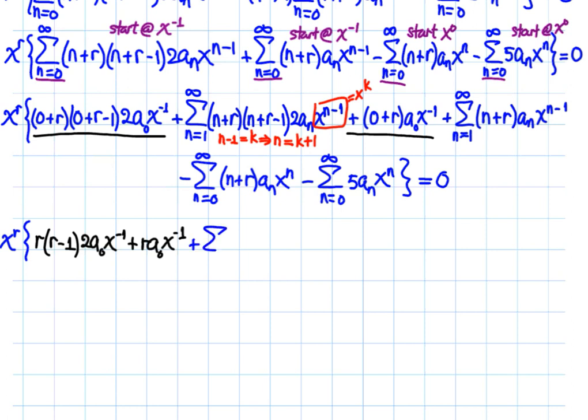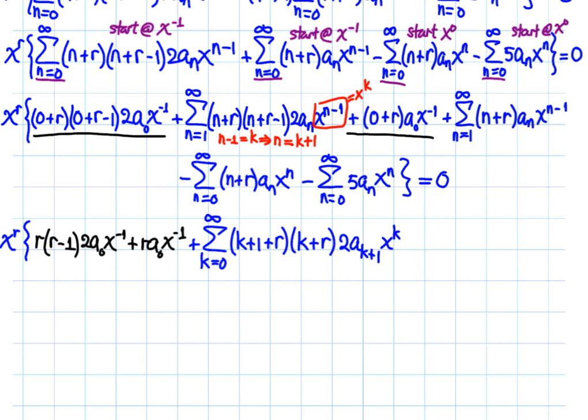Now if n is equal to 1, we say k plus 1 equal to 1, so k will start from 0 to infinity. And we have n plus r, but n is k plus 1. So we have k plus 1 plus r, and then k plus 1 plus r minus 1. So that will be just k plus r. And a of n is a of k plus 1. x is to the k power. So we'll make that adjustment.